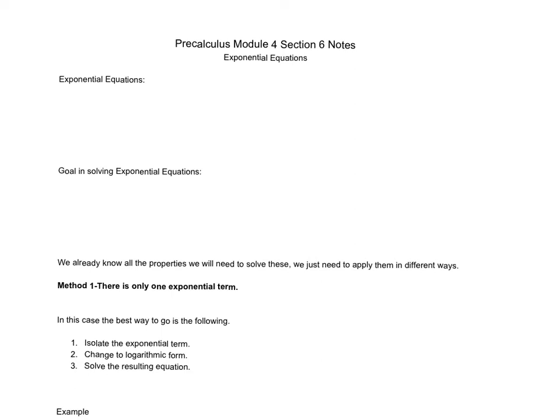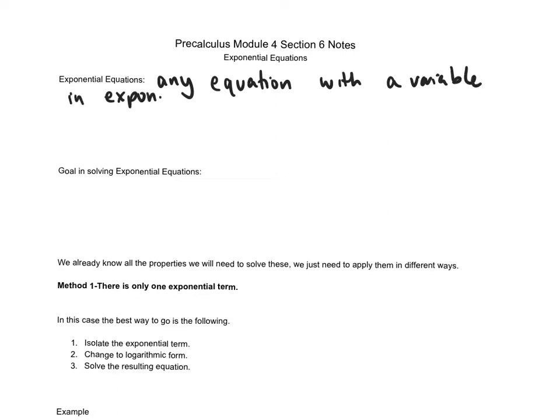Okay, in section 4.6, we're going to look at how to solve exponential equations. Now, an exponential equation is just really any equation with a variable in the exponent. So if you have a variable in the exponent, we'll go ahead and call that an exponential equation. So for example, you could have 3 to the x minus 7 equals 5. You could have 3 to the x squared minus 7x plus 2 equals 17, x minus 9, anything like that where you have the variable in the exponent is an exponential equation.